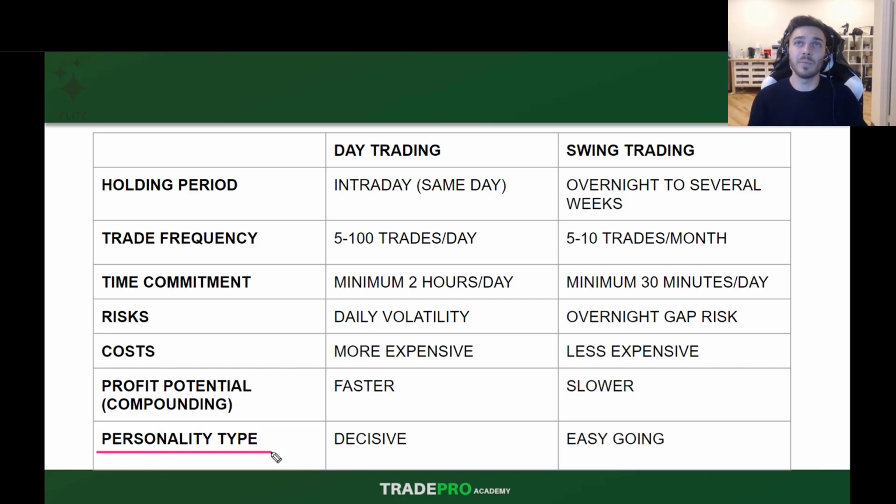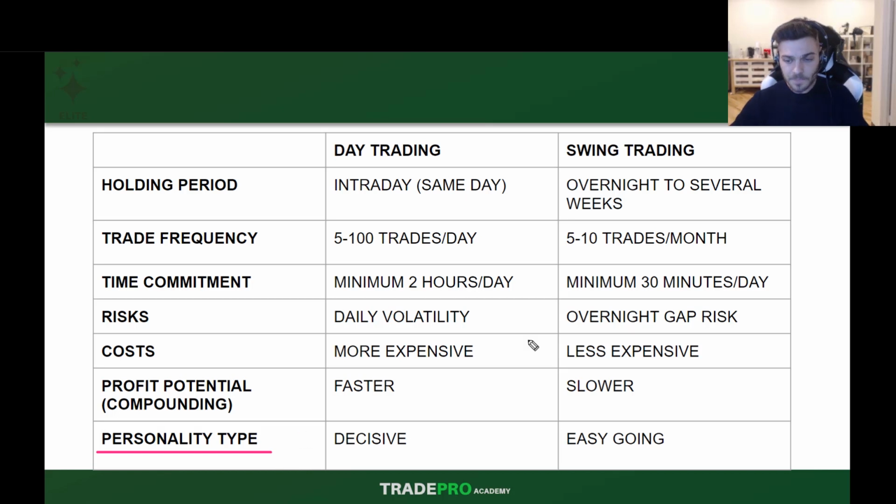These are the type of people that would be competitive. They tend to work well under pressure. They tend to be decisive under pressure. They're able to flip their bias on a dime. They're able to make split-second decisions. If this sounds like you, then day trading would likely be better suited towards your personality than swing trading.